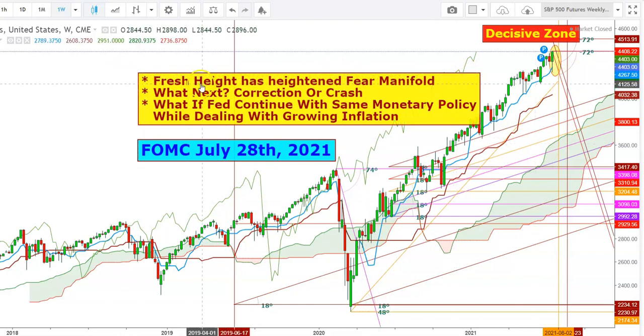So friends, here I find that the fresh high has heightened fear manifold among the investors about what is next beyond this level. During the upcoming week it will be very important how the S&P 500 futures start the week. Will it be a gap down opening or will it be a gap up opening? It will define the final directional move before the next Federal Reserve meeting, when the Federal Reserve is going to take a decision on July 28th on interest rates to control the ongoing inflation.